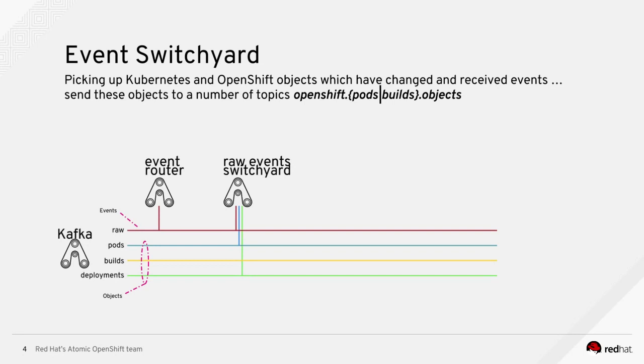A second component I call the raw event switchyard is analyzing these raw events and is maybe picking up additional objects which are required for my analysis from OpenShift or Kubernetes and send these whole objects, not only the change event, this whole object to another set of topics living in Kafka. Builds, pods, and deployments objects will be picked up and sent to the corresponding topic in Kafka.